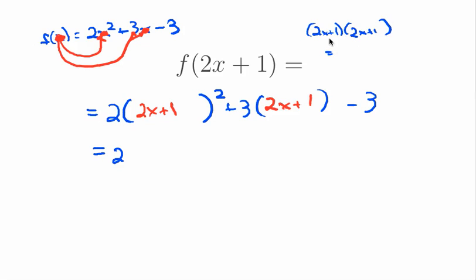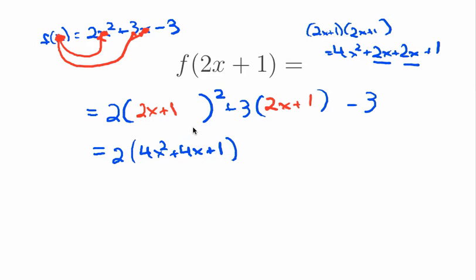And now we'll use the FOIL method to determine what that is. So first it would give me 4x squared. Outer would give me 2x. Inner gives me another 2x, and last gives me 1. And so if I simplify that, let me put that in parentheses. I see a couple of like terms here. This will simplify to 4x squared plus 4x plus 1.